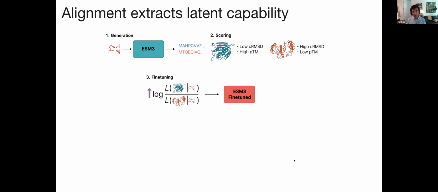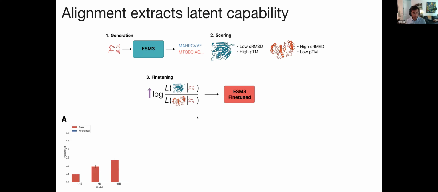So the way alignment works is that you take a prompt, you generate a bunch of sequences from it, you apply a scoring function to the generated sequences. In this case, this is purely computational, so there's no lab involved. And so we're just scoring the generations based on the constraint site RMSD, CRMSD, where we look at the prompt and the predicted structure of the generated sequence, and we say, does this predicted structure match the prompt at the key residues that were specified, as well as whether the predicted TM score of the structure is high or low. And then in fine tuning, the model is trained to maximize the log likelihood ratio of the high scoring generation over the low scoring generation. So this is the overall process of alignment.